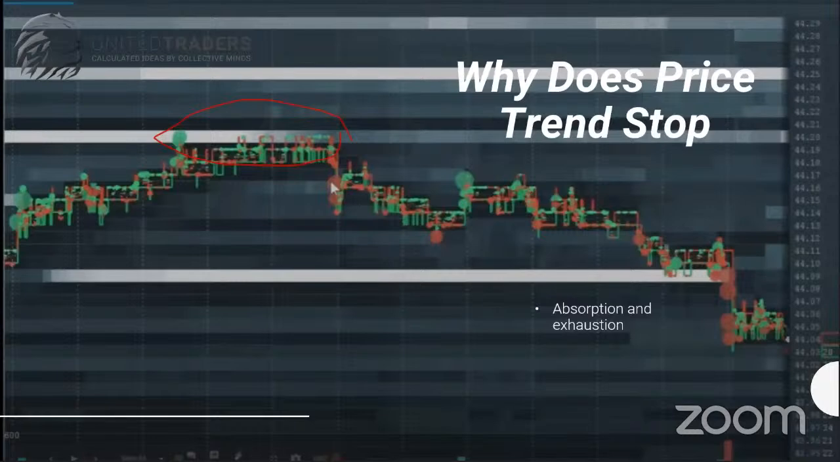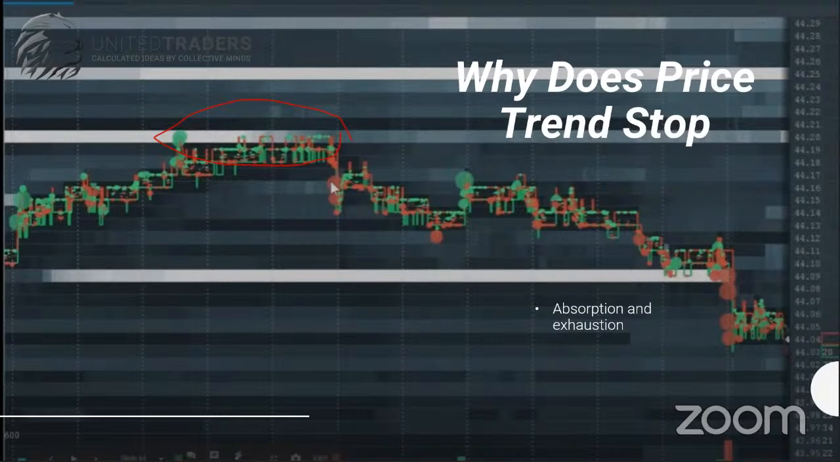Why does price tend to stop moving when this happens? So you'll usually see a breakout and you're wondering, okay, it was a strong breakout, high volume. A lot of participants entered at this level. Why did it stop at this price range? It's either going to be because of absorption or exhaustion.